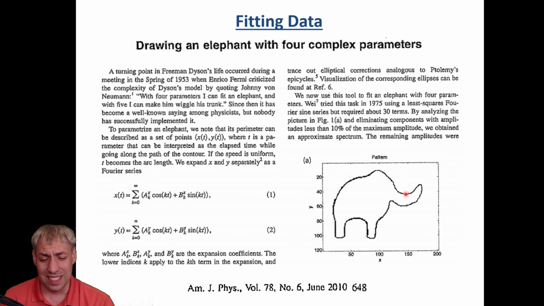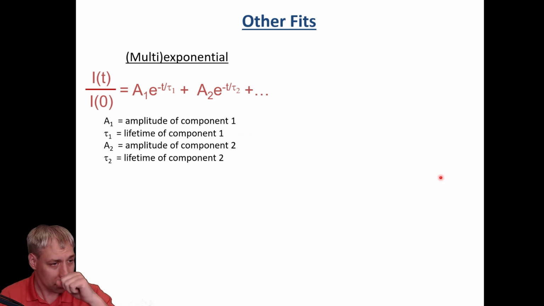But the question is, is it physically meaningful, and does it actually describe some physical phenomena, or are you just fitting for the sake of fitting? You can find this on Wolfram Alpha and see the elephant wag its trunk, but it's a fun reality check in terms of fitting your data. And so multi-exponentials are one option.